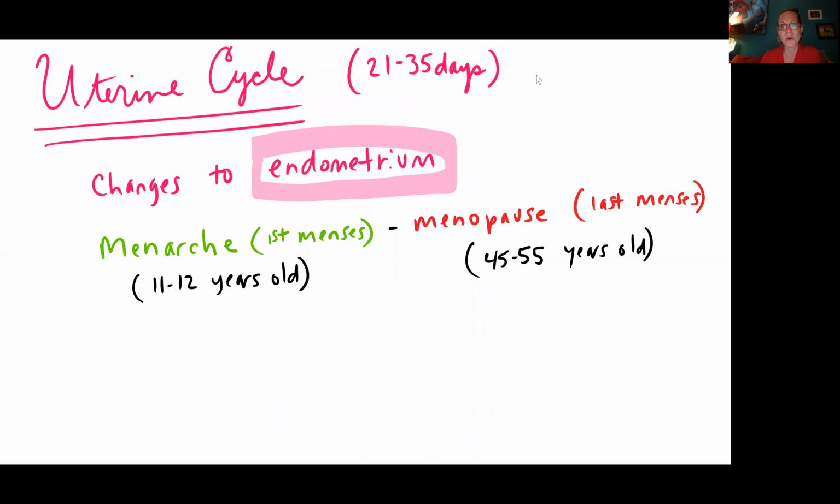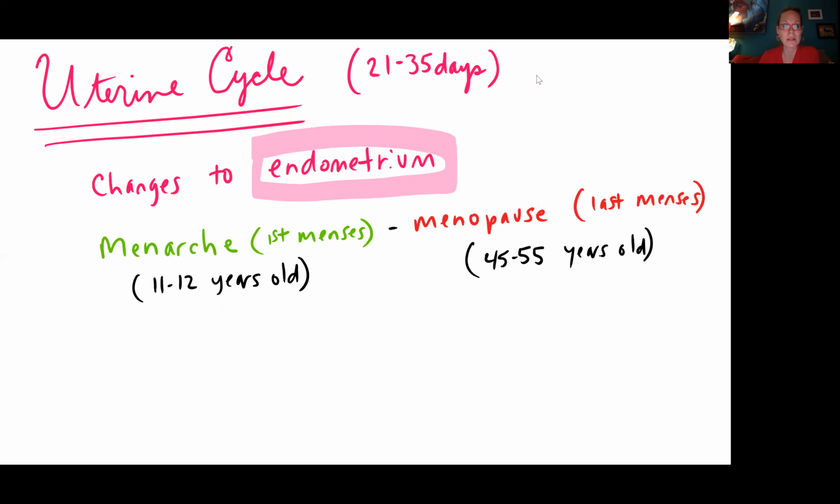The uterine cycle varies female to female, and sometimes it can vary cycle to cycle. It's usually lasting for about 21 to 35 days. Of course, this should correlate to the 28-day ovarian cycle, and so we will see that in some cases it does match up in that same way. The uterine cycle consists of changes to the endometrium that are happening every 28 days or so.